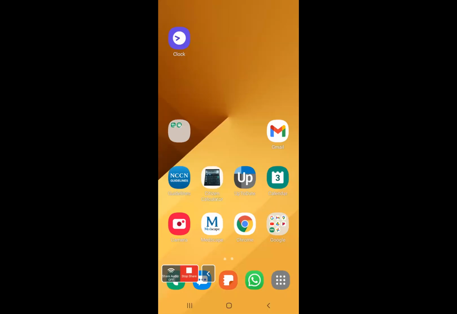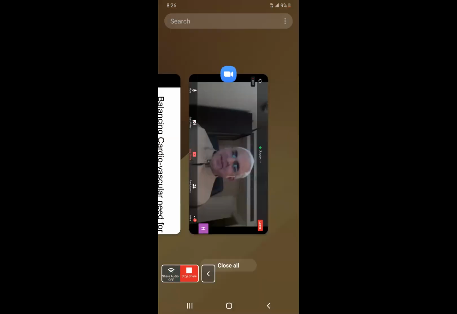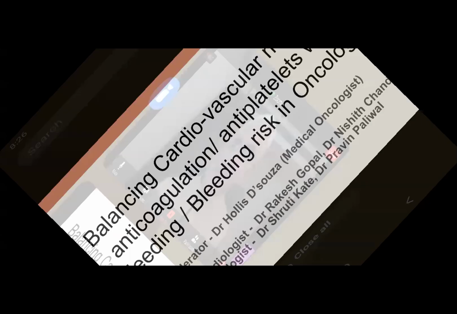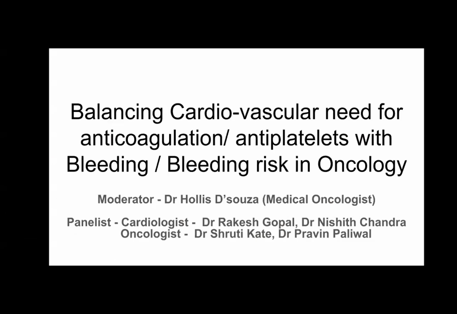Now we'll move on to the case discussion and the panel. The topic is balancing cardiovascular need for anticoagulation or antiplatelet with bleeding or bleeding risk in oncology. Our discussant or moderator is Dr. Holis D'Souza, medical oncologist from Mumbai. His panelists are Dr. Rakesh Gopal, cardiologist from Chennai, Dr. Nishant Chandra, cardiologist from New Delhi, Dr. Praveen Palliwal, medical oncologist from Bhopal, and Dr. Shruti Kate, medical oncologist from Nasik. Over to you, sir.